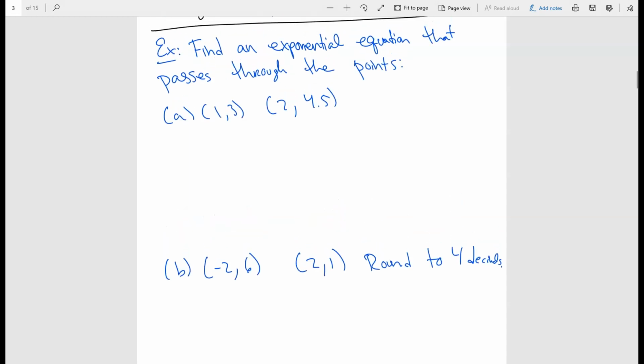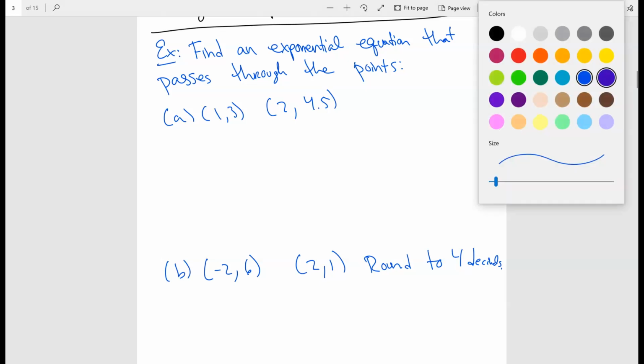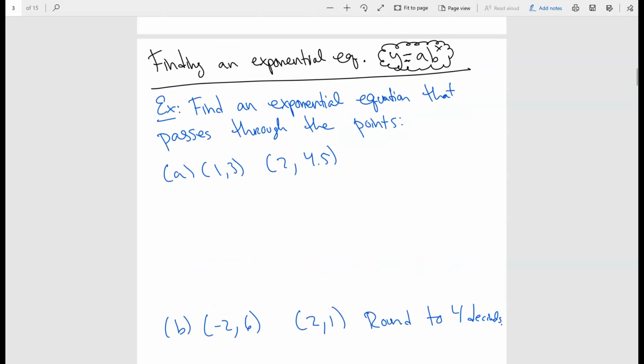Okay. So we want to first find an exponential equation that passes through these points. The first thing to notice is that these are two different x, y points, so why don't we plug in both of them? We know that our equation should look like y equals a times b to the x. Here we want to figure out what a and b are.